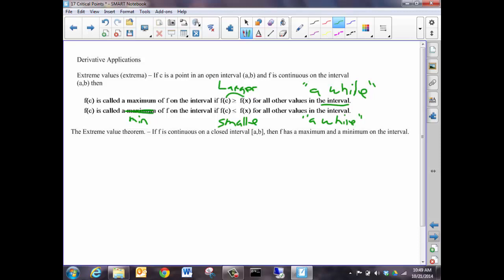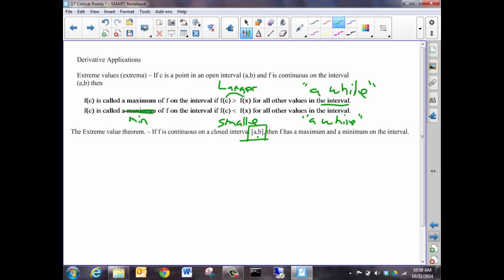Now, look at this. Describe to me, or tell me what the significance of the square brackets there for A and B are. It includes A and B. Read this statement to yourself. If F is continuous on a closed interval, A to B, then F has a maximum and a minimum. Does that make sense? Why does it have to be a closed interval? If it were an open interval, does it have to have a max and a min?